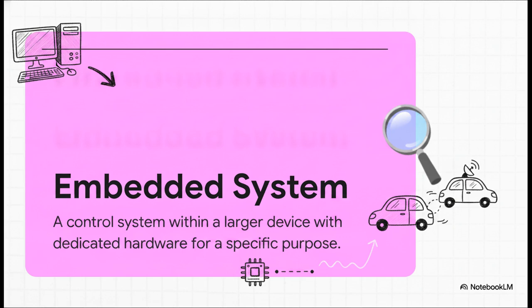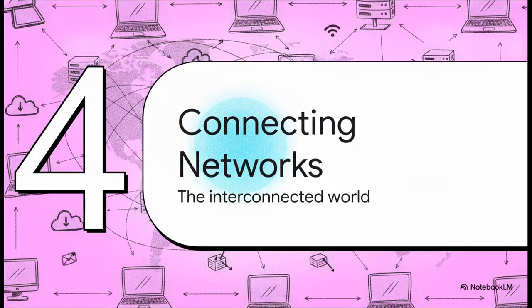You absolutely do not want your car's braking system waiting for a background operating system update to finish. Because it runs a single dedicated loop of code, it relies on hyper-optimized hardware and just a tiny fraction of the RAM your personal computer uses. All right, let's jump into Section 4, connecting through networks.